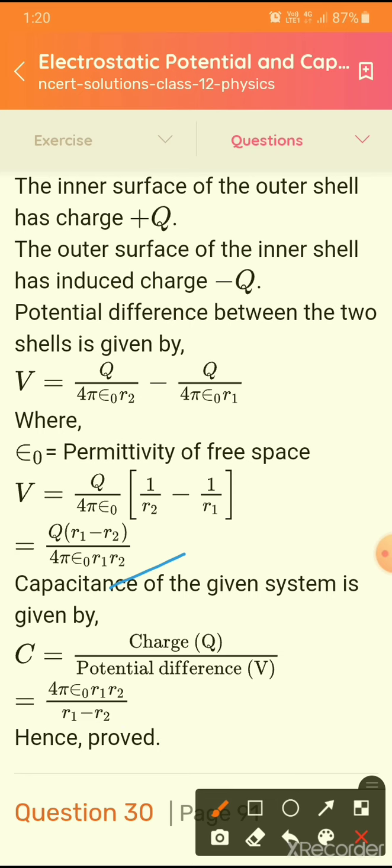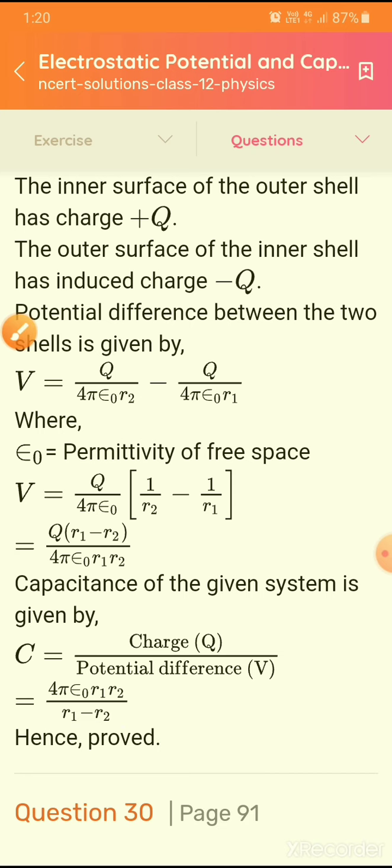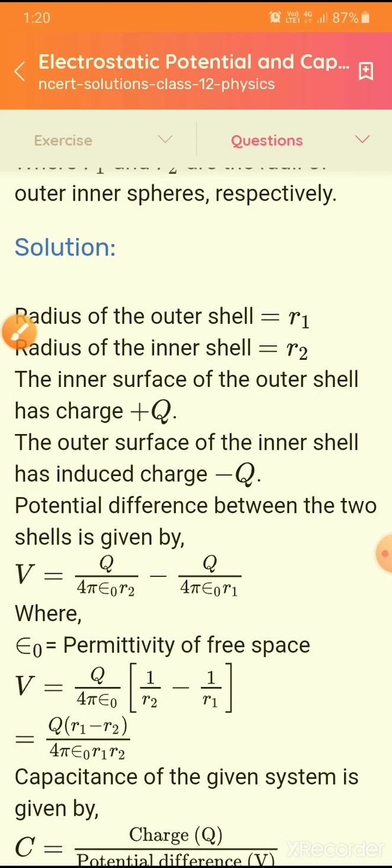Okay, so this is about question number 29. Today we have completed the problems. We can see the remaining things in the next class.